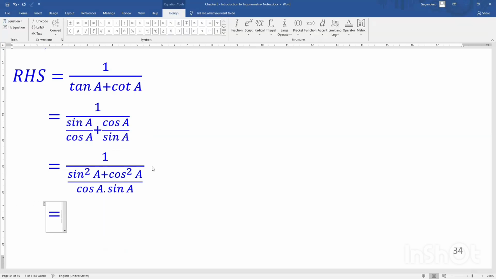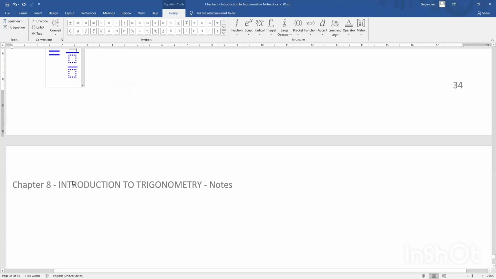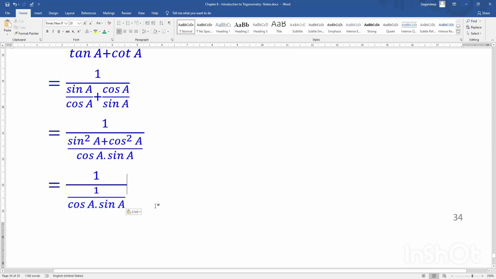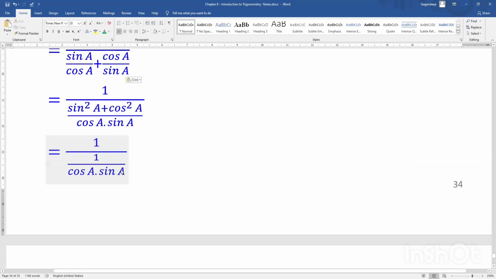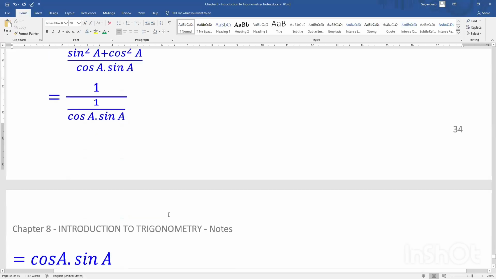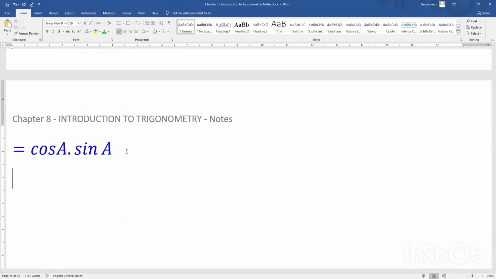Then the next step is, let me write it. Writing the fraction, the numerator is 1 and the denominator is sin square A plus cos square A, which is 1, and you'll be left with cos A sin A here. So 1 by 1 by cos A sin A is nothing but cos A into sin A. So my next step, write it as cos A into sin A. Now we got both LHS and RHS as cos A and sin A. So we can write like this: therefore, LHS equals RHS. So that's our final answer.